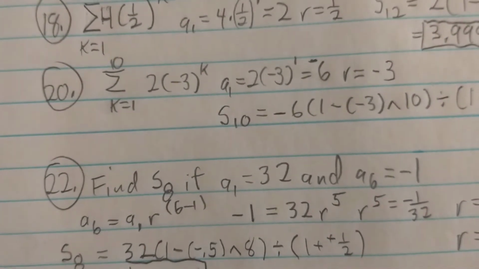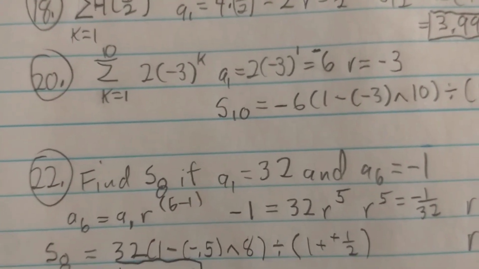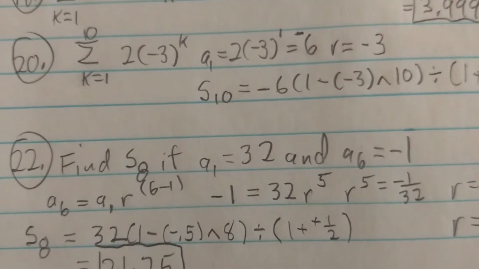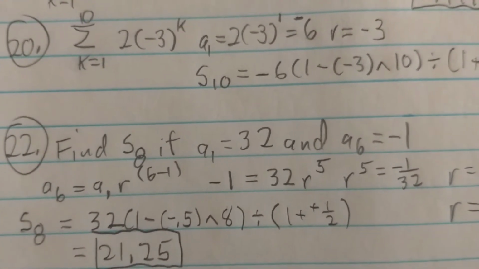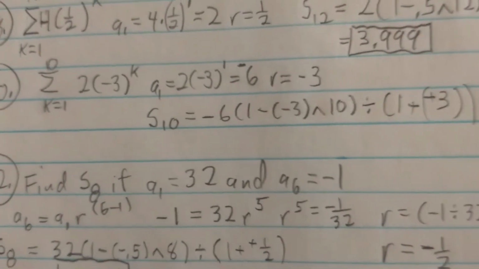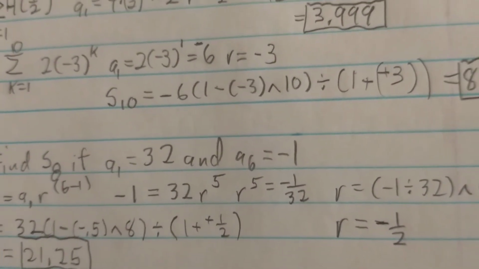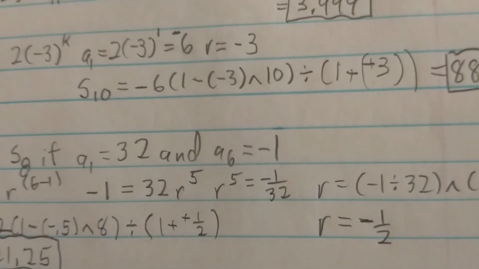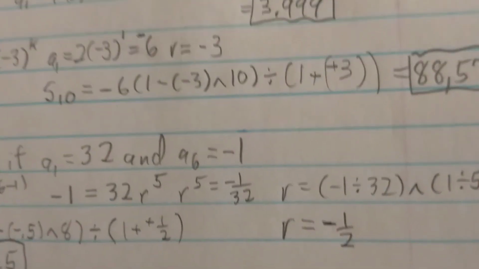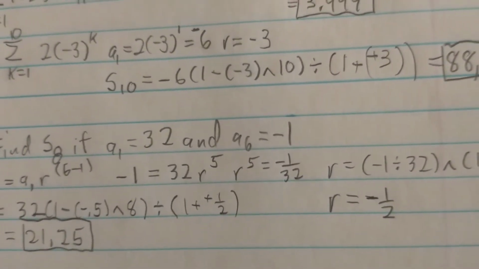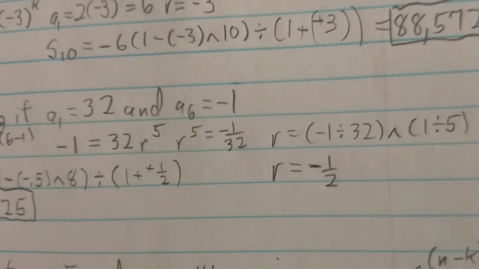Now for 20, we want to sum from k equals 1 to 10, the first 10 terms of the sequence term 2 times negative 3 to the k. Now using k equals 1, the first term is 2 times negative 3 to the 1, or negative 6, and the r is what's in the parentheses, negative 3. So here for S10, we take the first term, negative 6, times exactly like this.